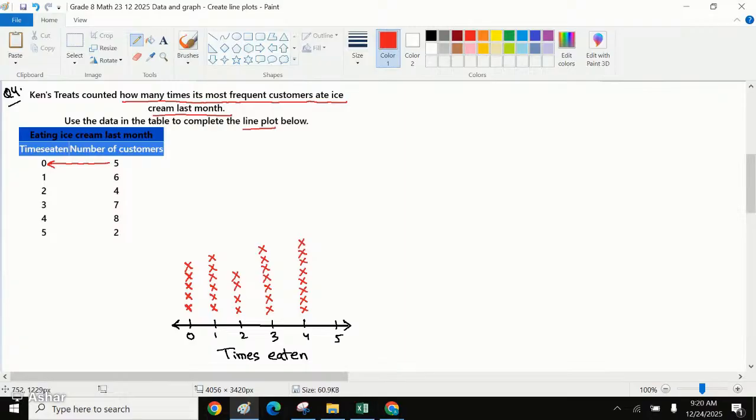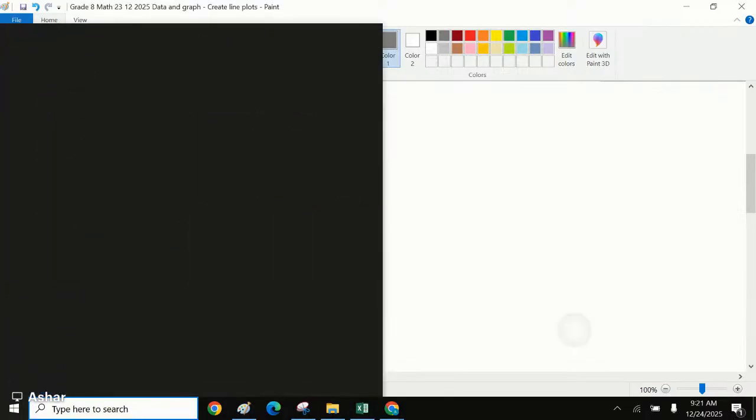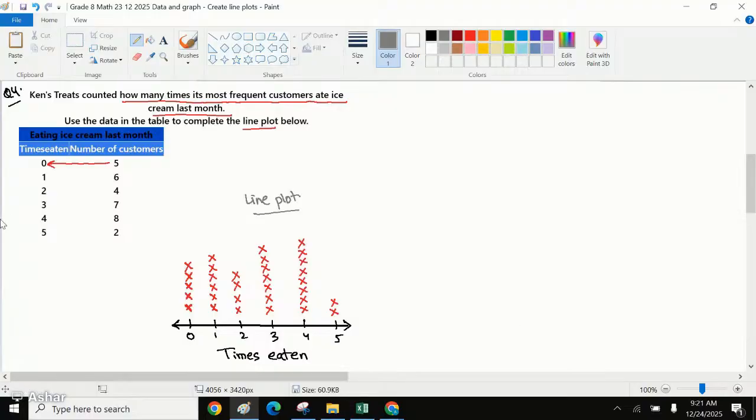There were 2 customers who went for the ice cream 5 times, right? So that means eating ice cream 5 times was done by 2 customers over here. And this is our line plot for this particular scenario, right? So this will be our answer. So we give this line plot as the final answer.